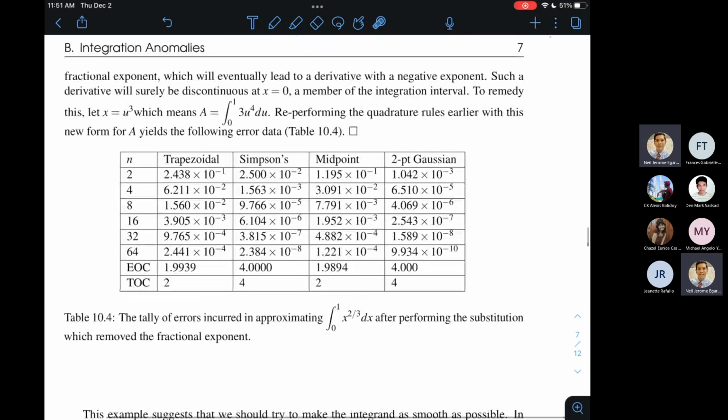Pag ginamit ko yung mga quadrature rules again, na ginamit natin kanina para kay x to the 2/3, ginamit ko siya kay 3u to the 4th, magigain na natin yung theoretical order of convergence. All right? You see that the promise for the trapezoidal rule is that it would be a big O of h squared. And true enough, the machine implementation gave us a sequence of approximates that converges as fast as how h to the 1.9939 approaches 0. At kung makikita nyo, ganun din yung nangyari para sa Simpson's midpoint at two-point Gaussian.